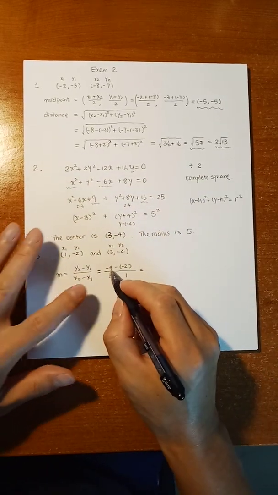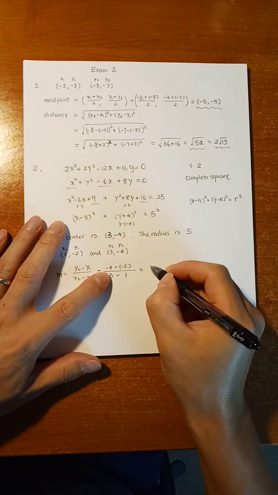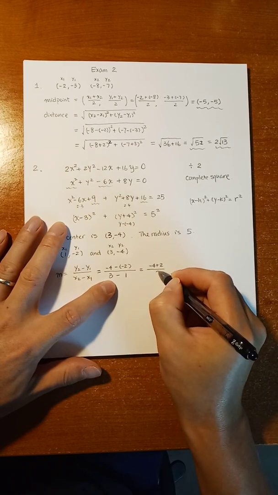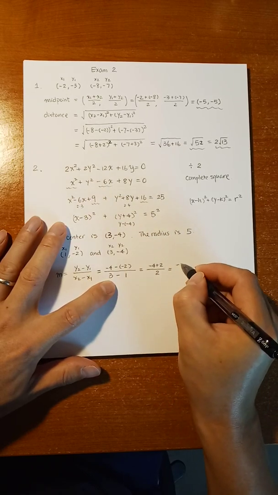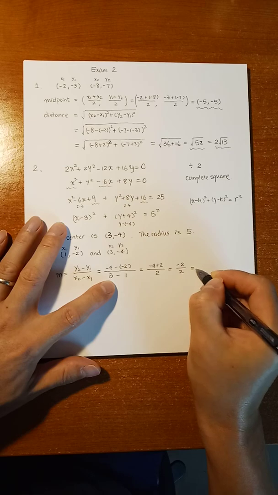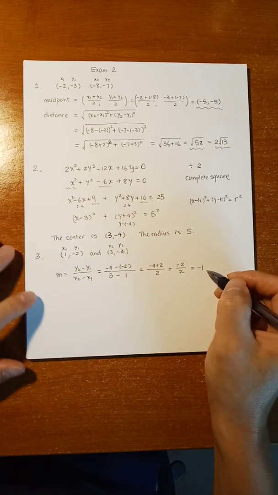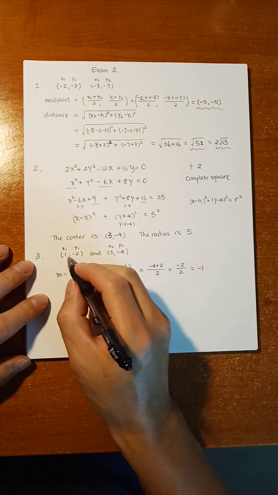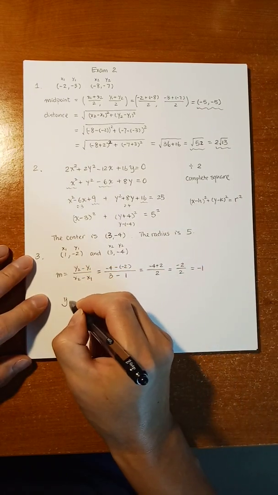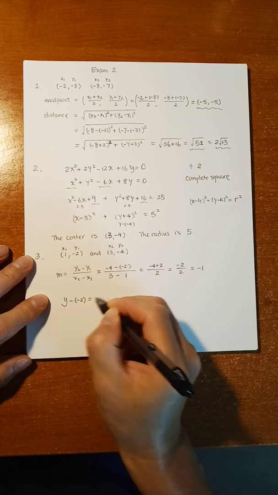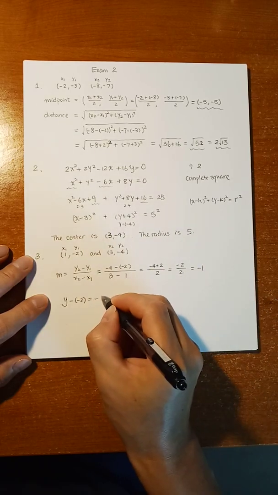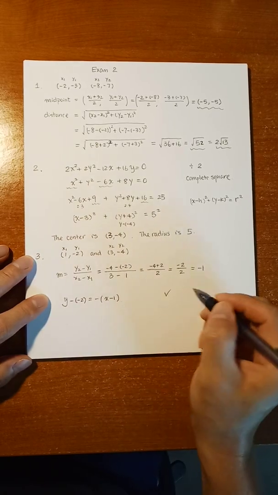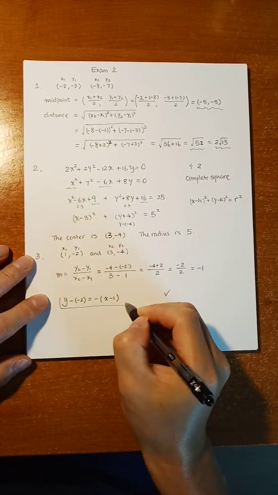Okay? So negative 4 minus negative 2 is negative 4 plus 2. 3 minus 1 is 2. Negative 4 plus 2 is negative 2. Negative 2 over 2 is negative 1. So the slope is negative 1. You have a slope, you have 2 points. You can randomly pick either of them. For example, let's choose the first one. So it's y minus negative 2 is equal to the slope negative 1 times x minus 1. That's correct. That's enough. You don't have to simplify it.